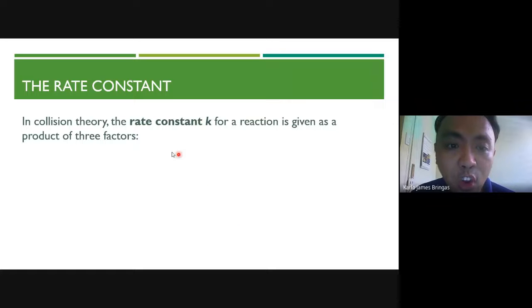By the way, the smaller the value of the rate constant, the smaller k, mas mabagal ang reaction from occurring. The larger the k, definitely the faster our reaction is progressing. So our k is given by three factors. One, that is our z, the frequency of collision. Definitely the more collisions are occurring, and therefore, mas mabilis na nako-convert si reactants into products.